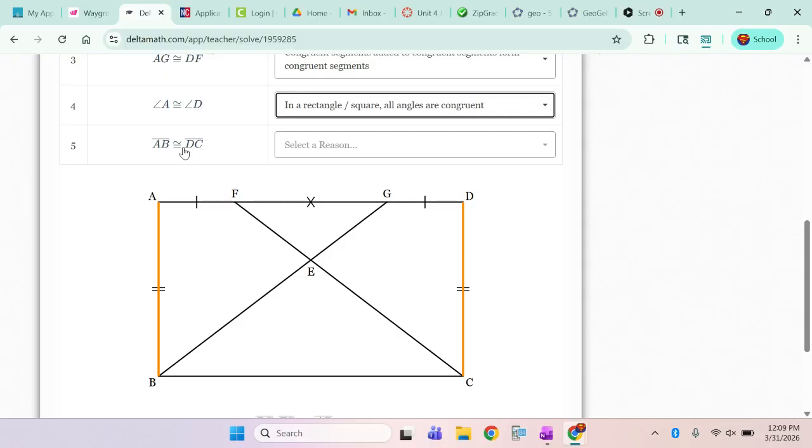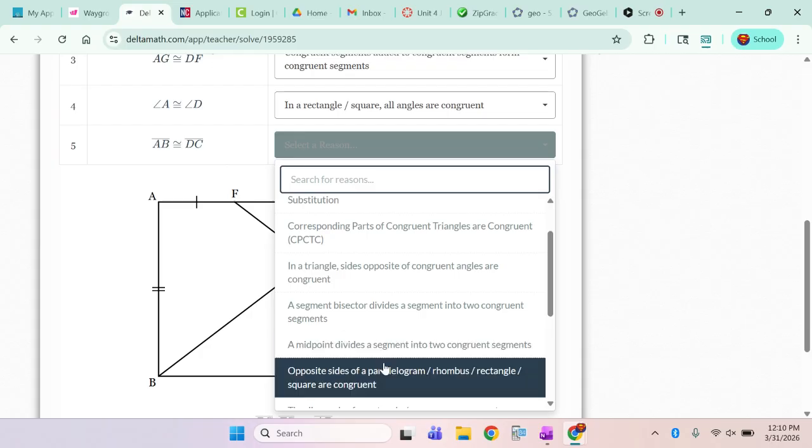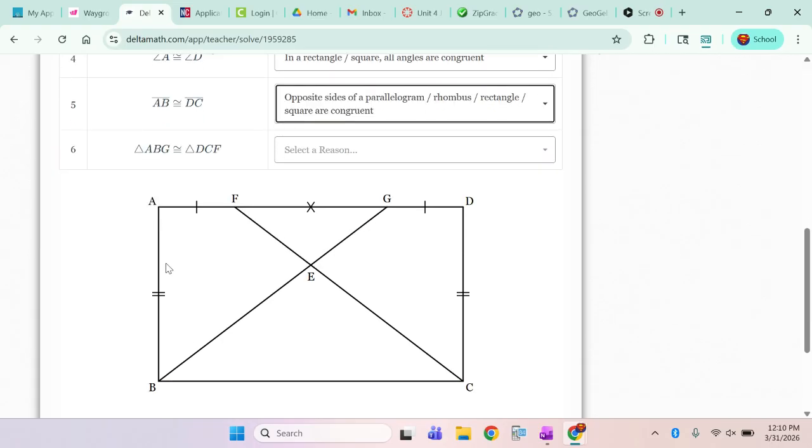Then they said AB is congruent to DC. Why is that true, Autumn? Well, look at where they are. They're opposite. Opposite sides of a rectangle are congruent. And they told us it's a rectangle, so we can use that fact.